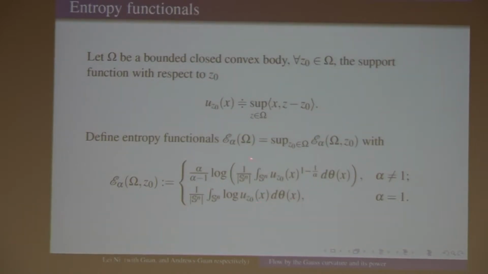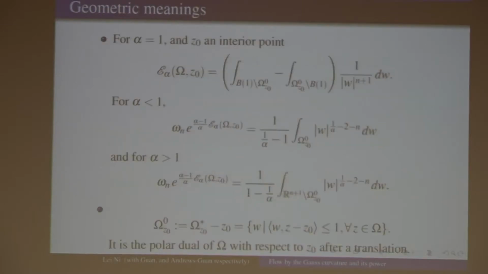Then the entropy is defined by taking the sup among all the possible points you could choose. It's a bit similar to the Colding-Minicozzi entropy for mean curvature flow, where you have to take a space-time maximum. Here we take the sup over the points inside the convex body. So you can prove certain basic properties of it.